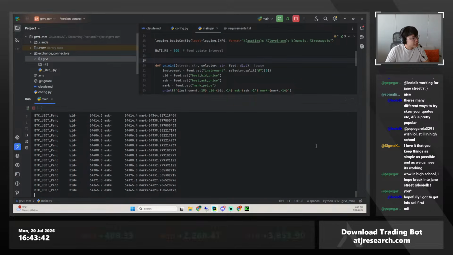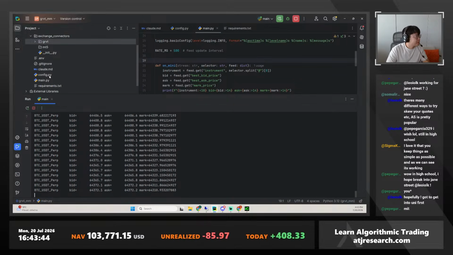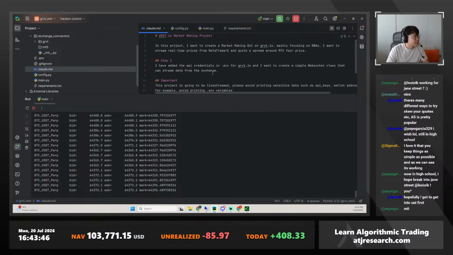But isn't that cool, right? With a single prompt. All I did is I created a very simple Claude MD file. I have my environment variable file here, which holds the API keys. And we already are streaming the bid and ask prices, right? Something like that would take me maybe 1 or 2 hours to go through the API documentation and read.